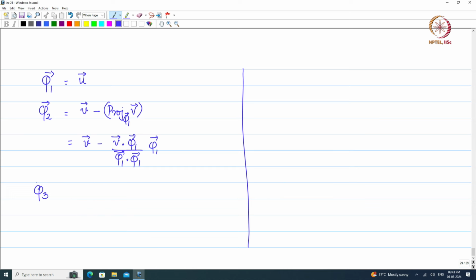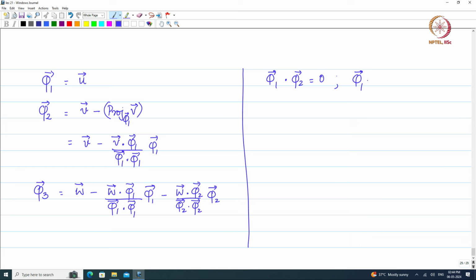Similarly, now I want to get phi 3, which is another vector obtained by taking w and subtracting the projection of w in the direction of phi 1, which is this, and also projecting the w vector onto the phi 2 direction and subtracting that projection also. Now, what we see is that phi 1 dot phi 2 is 0, phi 1 dot phi 3 is also 0, and phi 2 dot phi 3 is also 0.